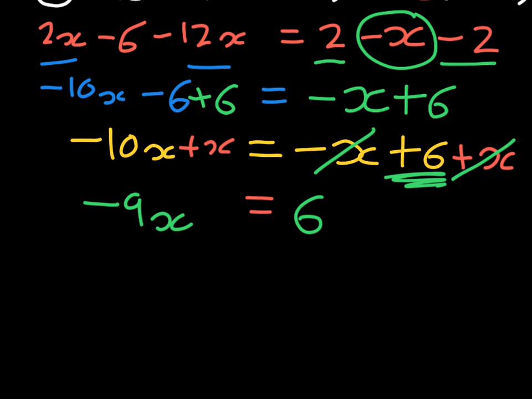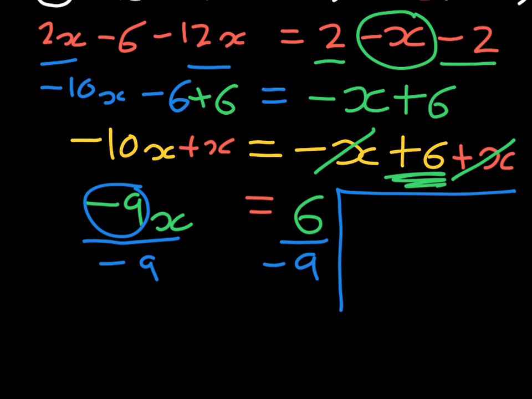Lastly, we want x by itself, so we divide by the coefficient. The coefficient of x is minus 9, so we divide the left-hand side by minus 9, and we do the same to the right-hand side. And therefore, we are going to be left with x on our left-hand side, and when we divide 6 by minus 9, we can divide the top and the bottom by 3. So we're going to get 3 over minus 2. And that is our final answer for question number 9.